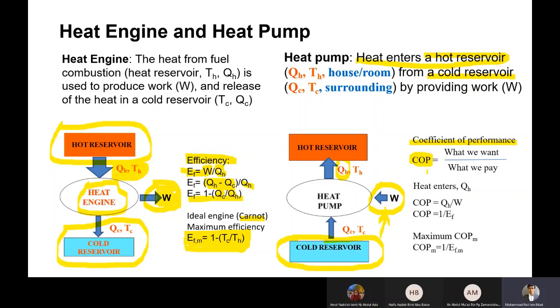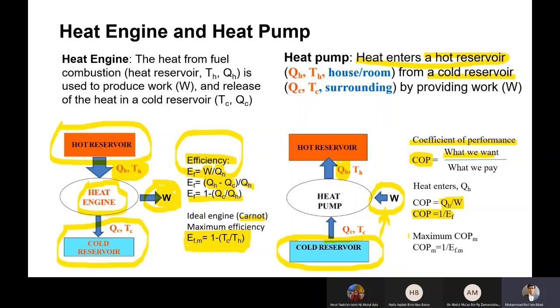So it is easily defined as what we want. In a heat pump, we want heat, right? We want heat to go in. I'm in Europe, for example, I want to heat my house. So I want heat. So the definition of COP is QH over W, and this is basically 1 over efficiency. If you look into the equation on the left here, it is 1 over efficiency.